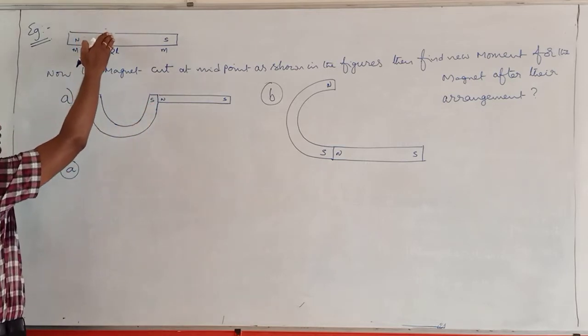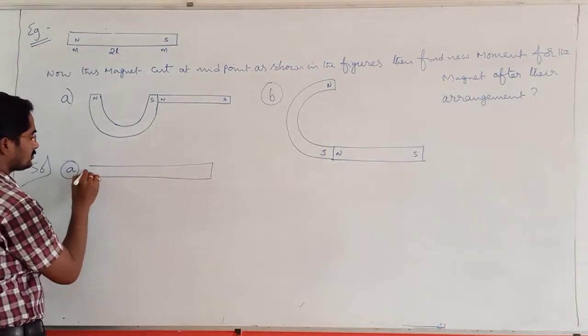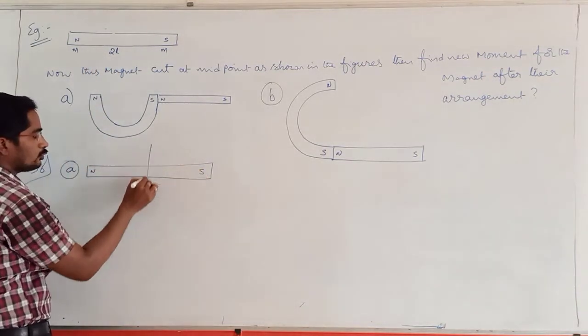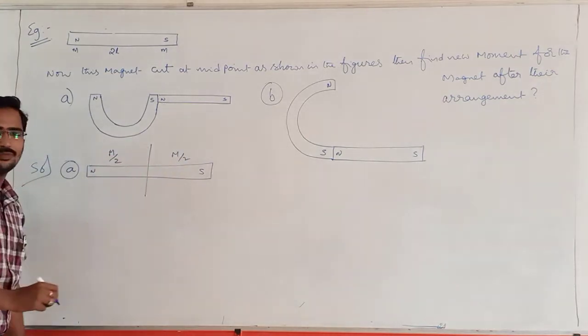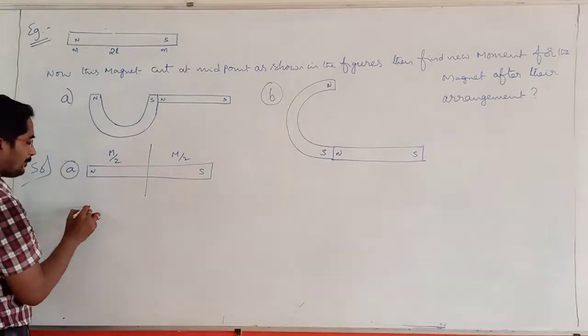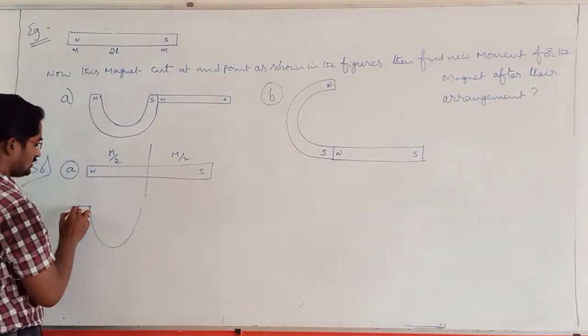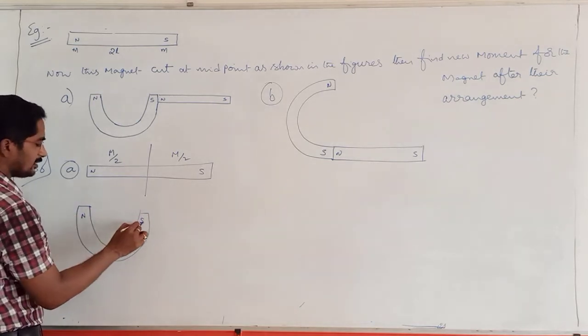Once the original magnet has been cut into two parts, its moment value is M by 2, M by 2. Right? Yesterday we have studied this already. Now this magnet we are bending into a semicircular shape. What is the magnetic moment for this then?